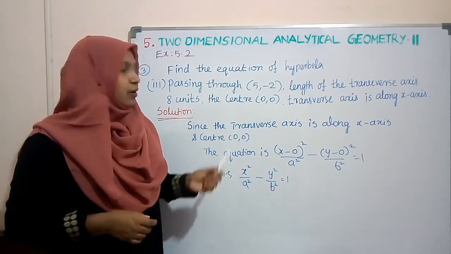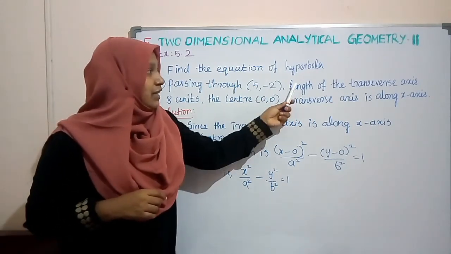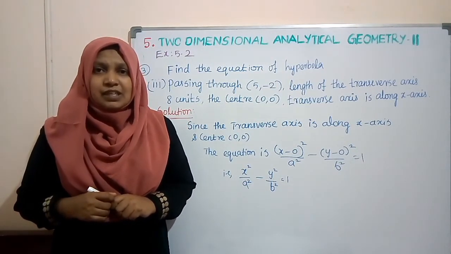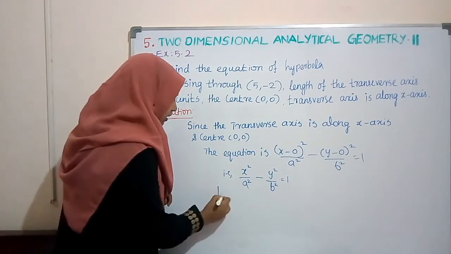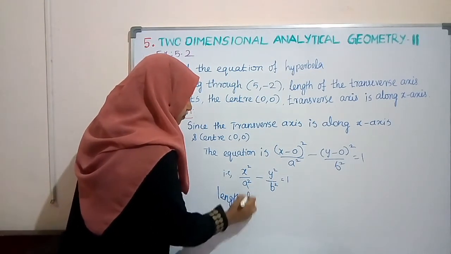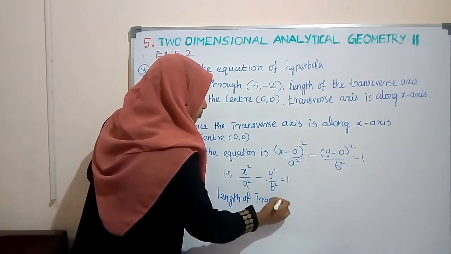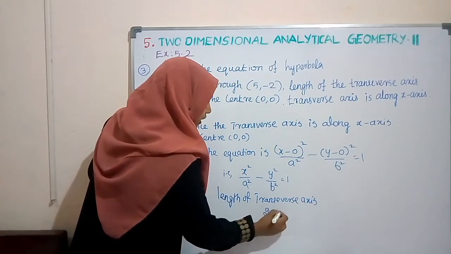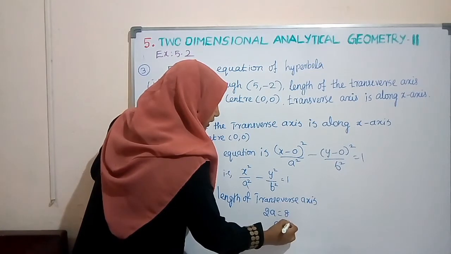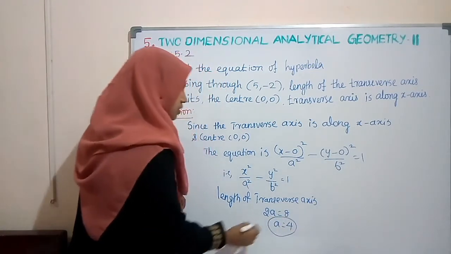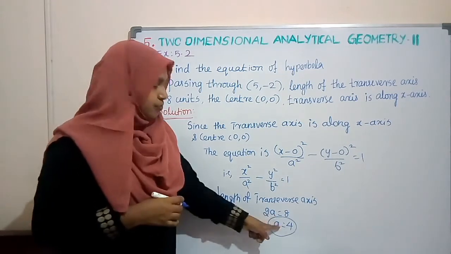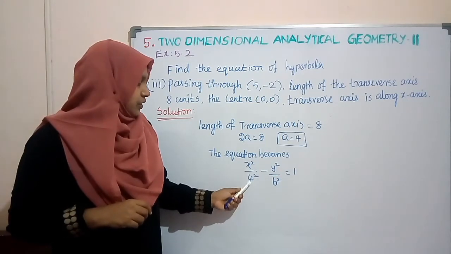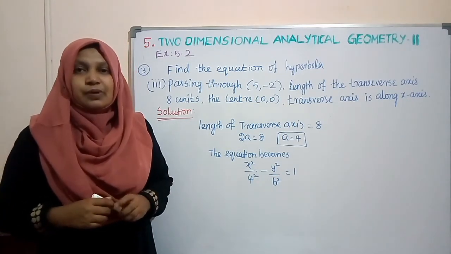But it is given already, the value of a, by the length of the transverse axis, 8 units. What is the length of the transverse axis? It is 2a. So we can write the length of the transverse axis 2a is equal to 8. So we can write a is equal to 8 by 2, that is 4. Now we can substitute this a square as 4 square. Replace a square in the equation as 4 square. So we have the equation like this, x square by 4 square minus y square by b square is equal to 1.